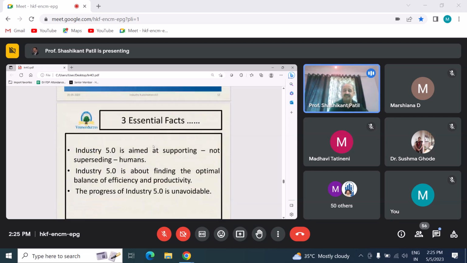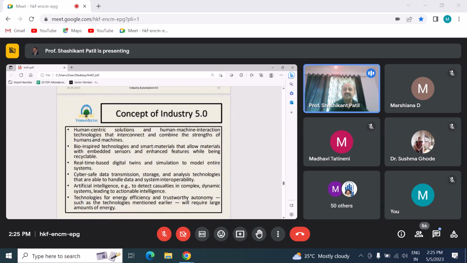Then there are three essential facts about Industry 5.0. Industry 5.0 is aimed at supporting, not suspending humans. So there should not be any fear of losing jobs or unemployment. Industry 5.0 is about finding an optimal balance between efficiency and productivity. And the third main aspect is that the progress of Industry 5.0 is unavoidable. And maybe in coming days, we can expect Industry 6.0 also.